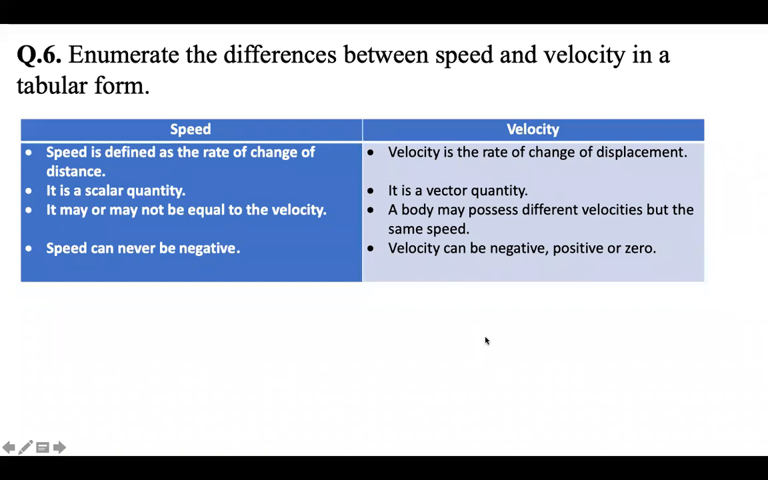So speed क्या है? Speed is defined as the rate of change of distance and velocity is the rate of change of displacement. Speed is a scalar quantity, velocity is a vector quantity. Speed may or may not be equal to velocity, and a body may possess different velocities but the same speed. Now speed can never be negative, velocity can be negative, positive or 0.